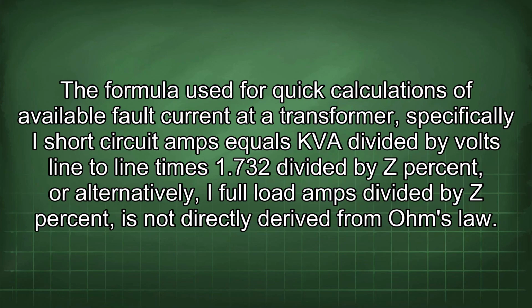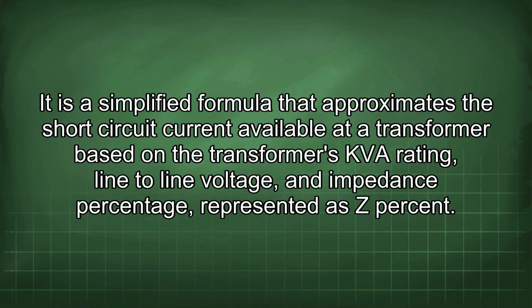The formula used for quick calculations of available fault current at a transformer. Specifically, I short circuit amps equals kVA divided by volts line to line times 1.732 divided by Z%, or alternatively, I full load amps divided by Z%. It is not directly derived from Ohm's law. It is a simplified formula that approximates the short circuit current available at a transformer based on the transformer's kVA rating, line to line voltage, and impedance percentage, represented as Z%.